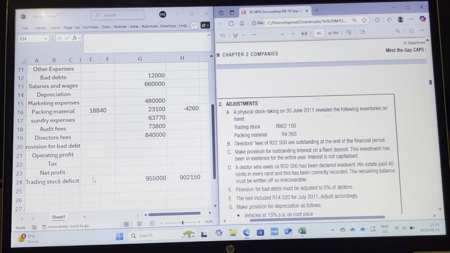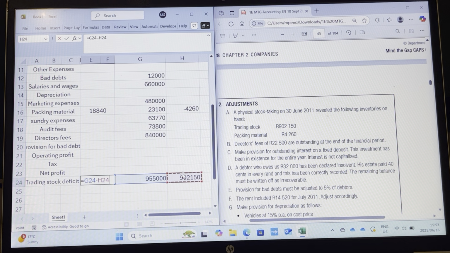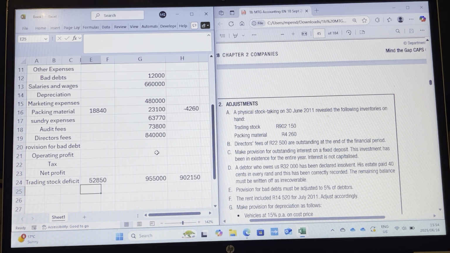So now what we have to do is record a trading stock deficit, which is the amount that we thought we had less the amount that we now have, and we have a deficit of 52,000 in trading stock. That's a substantial amount.